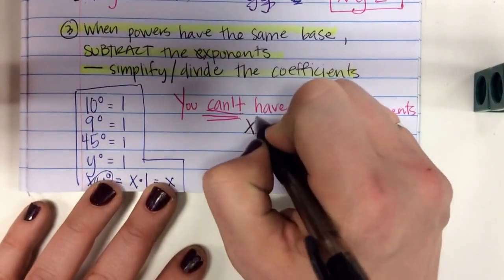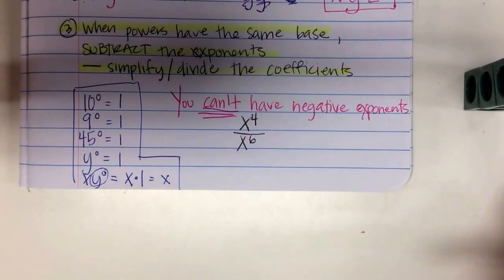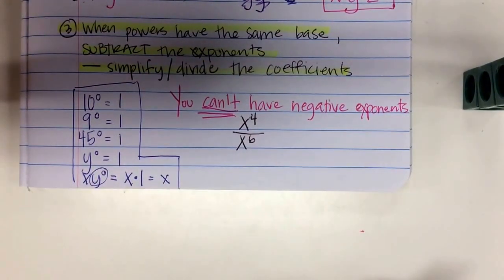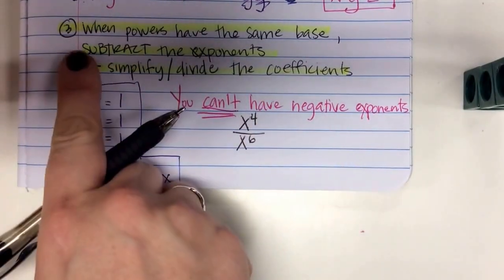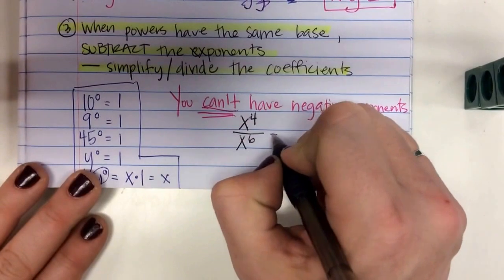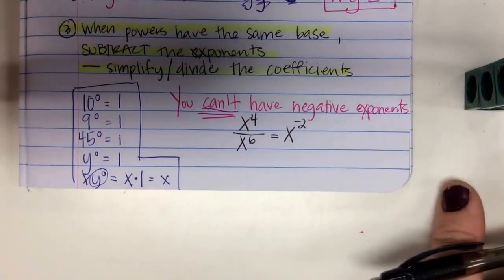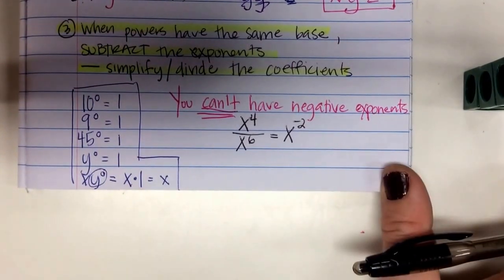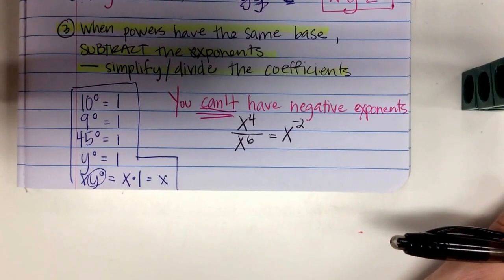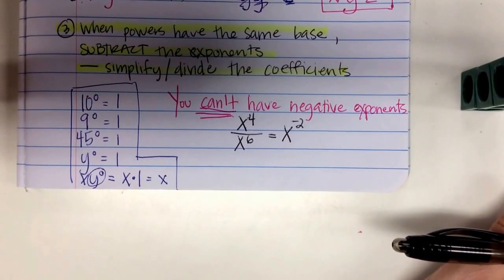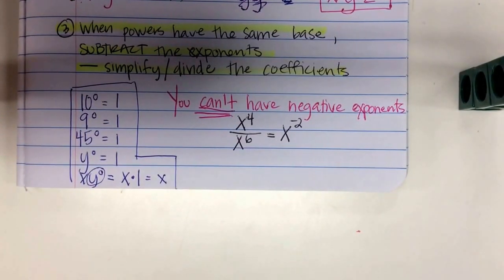Miles says, Mrs. Long, if you have x to the 4th divided by x to the 6th, it's division, so what are you going to do? What's 4 minus 6? X to the negative 2. Miles says, yeah, you can. No, I'm asking why. But you did. I just proved that you can have a negative exponent, didn't I? But I just said you can't. So what do you do? When in doubt, what? Write it out.